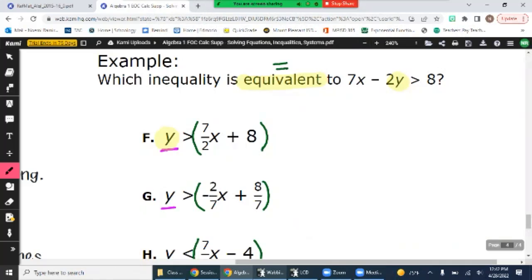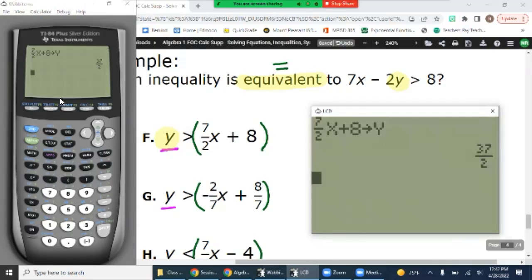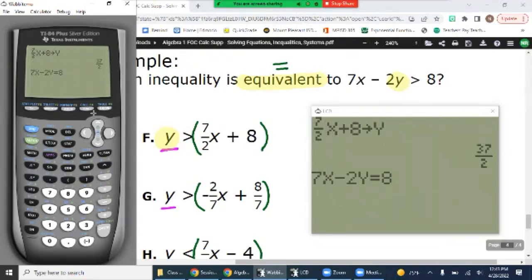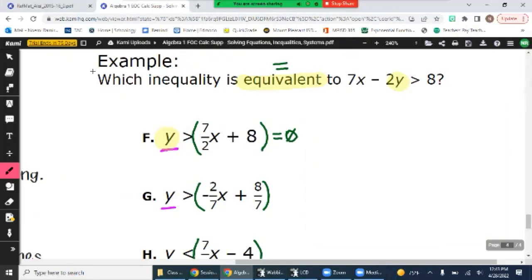Now I'm going to type in that 7x minus 2y, second math. Go ahead and use your equal sign, equals 8. Press enter. What do you get? Okay, this one gives a 0. Equals 0, so not it. Let's try the next one.